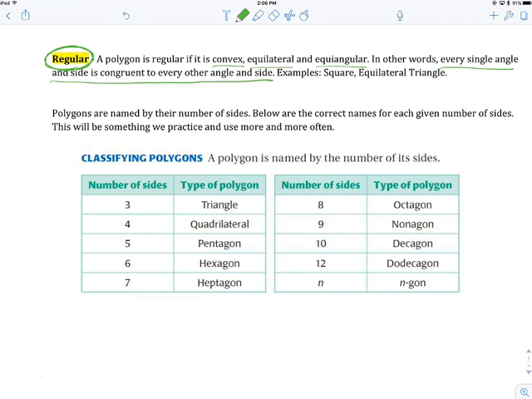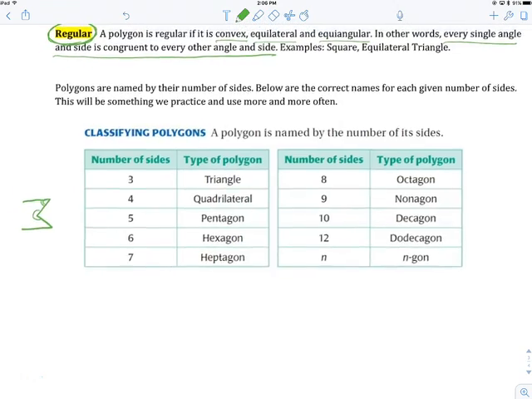Now that wouldn't be possible if there was an indent, right? Because if I go in and then out, this angle is going to be more than 180 and this one will be less than 180. So the shape has to be convex for it to be true. Every angle has to be popped out. It has to be the same way.